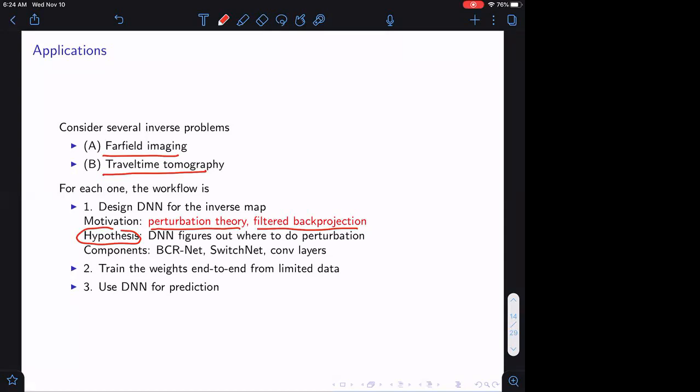Okay, so the components we're going to use are really three very simple things. One is this BCR-Net I was talking about, the second is this SwitchNet for the Fourier operators, and finally the convolution layers. In each case, we train the neural network weights end to end with the limited amount of data we have. Once it's trained, we can just use the neural network for future predictions. You can give me any boundary measurement, and the neural network will take this boundary measurement, crunch the numbers a bit, and spit out the field of internal parameters.